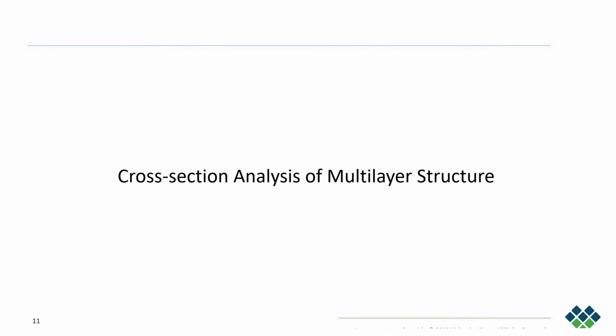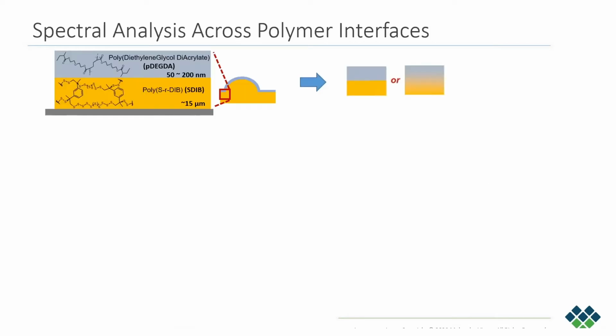The next topic is that many processes in advanced manufacturing utilize multiple layers of material, both organic and inorganic. Analyzing how they interact with each other, and what the actual thickness is compared to the intended thickness, can be done very nicely with PIFM. So here is an example where we're looking at two polymers. One is a sulfur-containing polymer in yellow, which is about 15 microns in thickness.